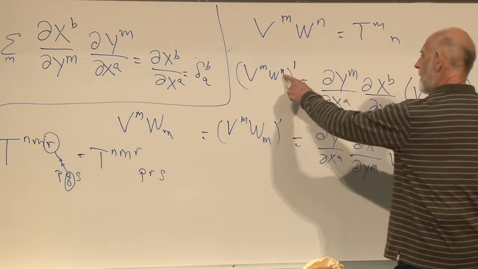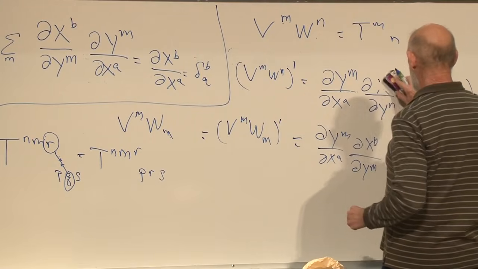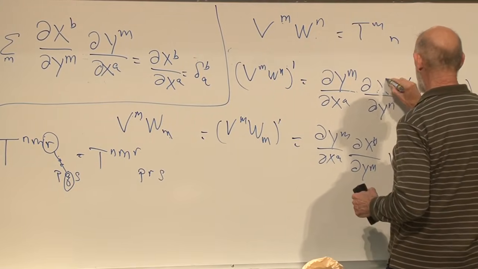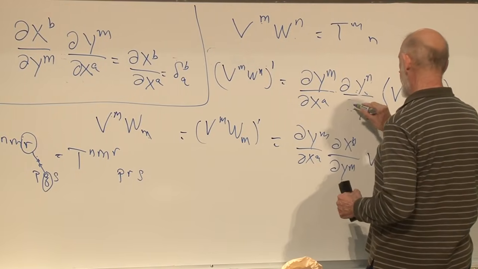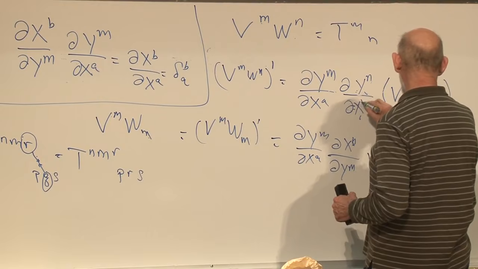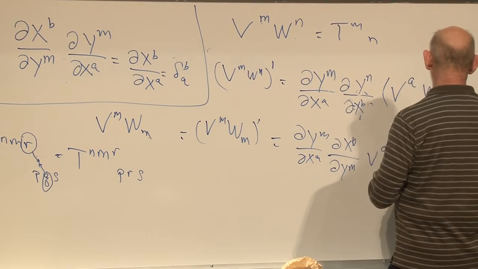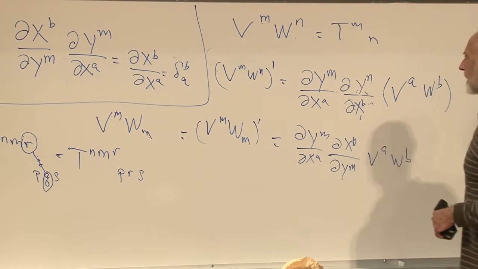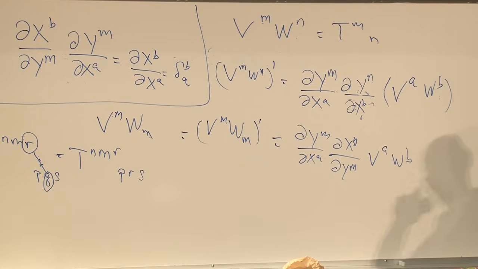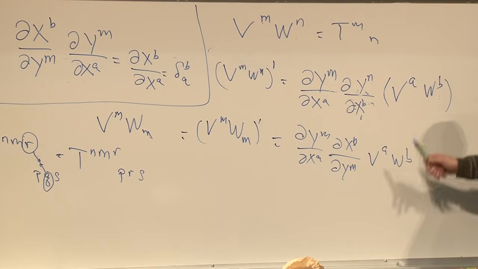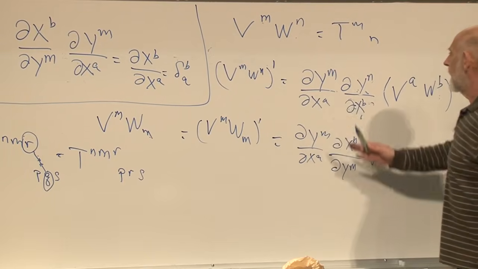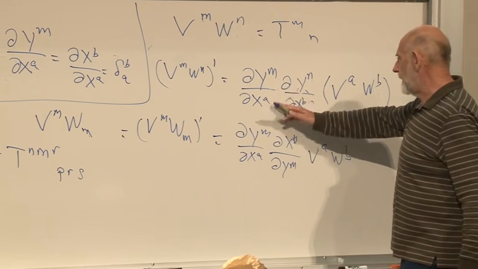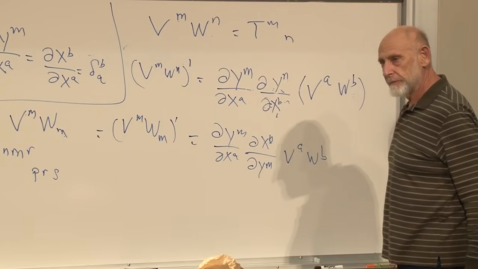Now, these both have upper indices. So this has to be dy^n by dx^b. And then we would have, all right, do you recognize that? This has two upper indices. This has two upper indices. Here's the prime component. And in both cases, we have dy by dx, dy by dx, okay?